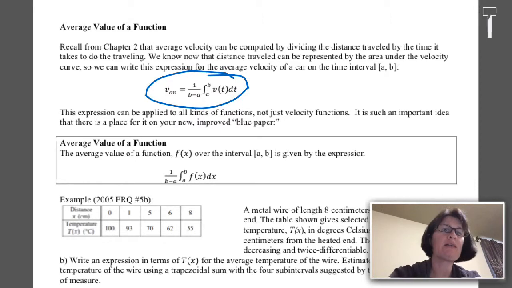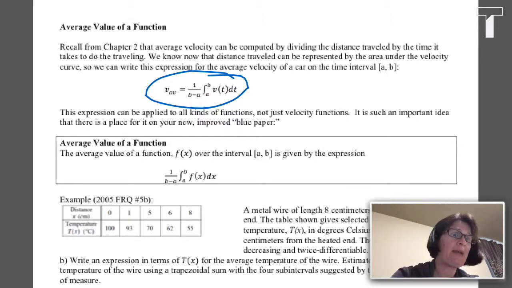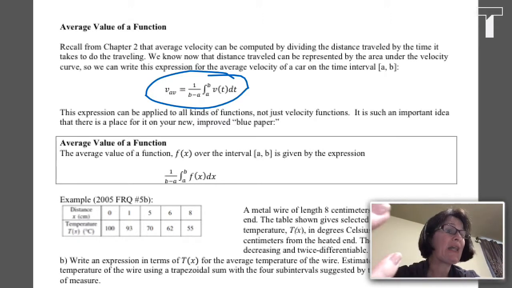This is average velocity over the interval a to b. And that's the area under the velocity curve from a to b, distance traveled, divided by the change in time, which is b minus a. And it turns out this is such an important idea. It applies to other kinds of functions too, not just velocity functions.